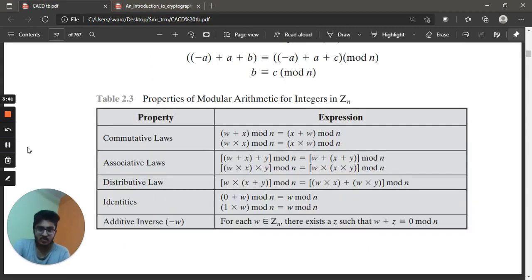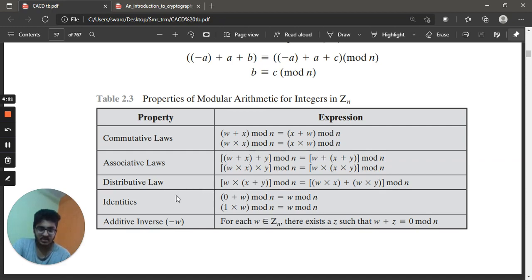Now we discuss properties of modular arithmetic for integers in Zn. Commutative laws: (w plus x) mod n equals (x plus w) mod n, and similarly (w into x) mod n equals (x into w) mod n. Associative laws: (w plus (x plus y)) mod n equals ((w plus x) plus y) mod n. Similarly, (w into (x into y)) mod n equals ((w into x) into y) mod n. Distributive laws: (w into (x plus y)) mod n equals ((w into x) plus (w into y)) mod n.